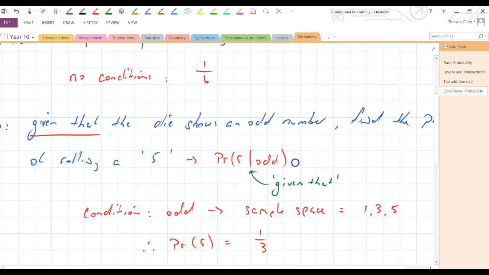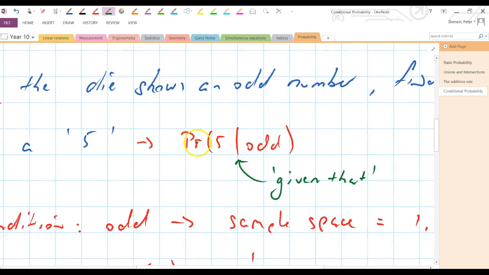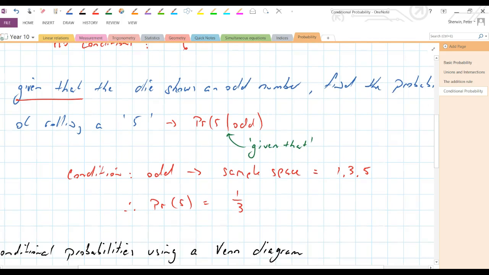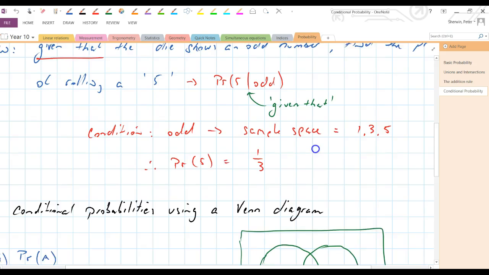I want to highlight what I've written here. This says the probability of a 5 given that. Whenever you see this line here, it means given that, so this is a condition. It is odd; we know it's odd. So now, for the probability of rolling a 5, the sample space has changed. It's now 3, because we can only have 1, 3, or 5. So the probability of a 5, given that the number rolled is odd, is 1 in 3.